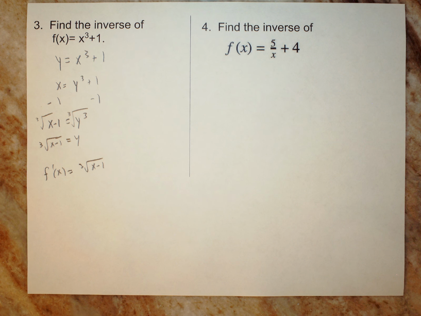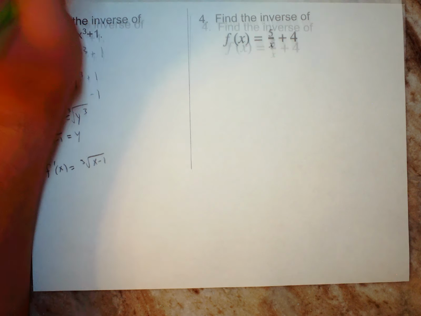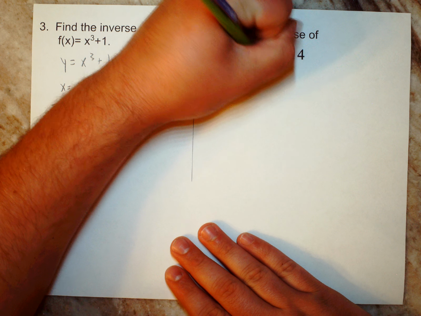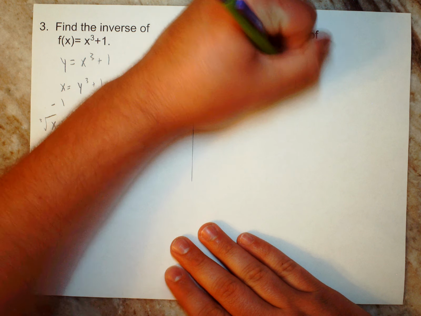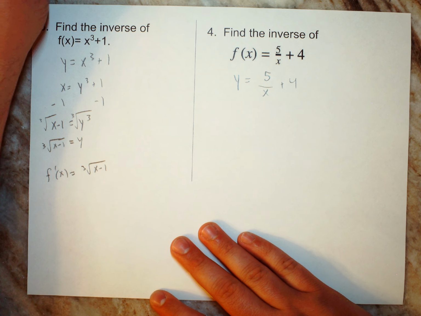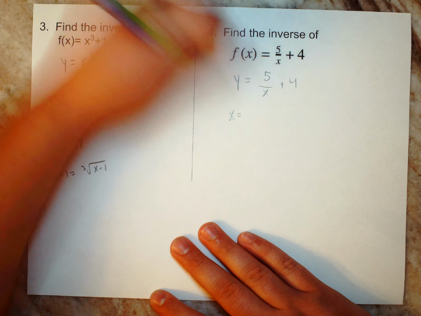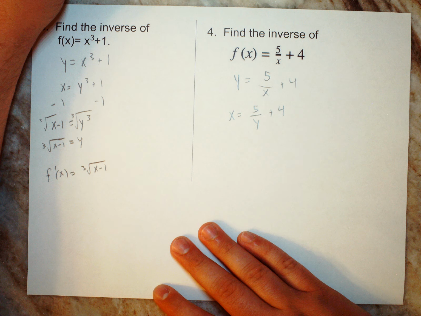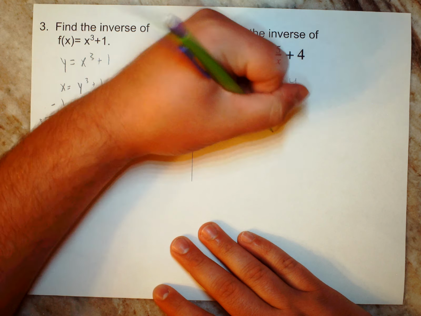Okay. Now we are going to do number 4. So for number 4, we're going to start the same way we did before. Y equals 5 over x plus 4. Now we're going to switch x and y. X equals 5 over y plus 4. And now we're going to solve for y. So first we're going to subtract 4.